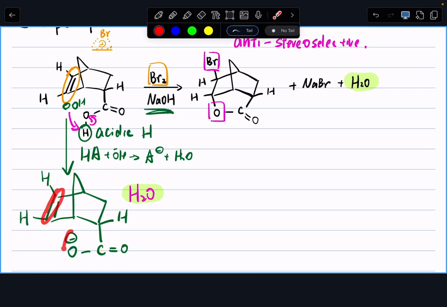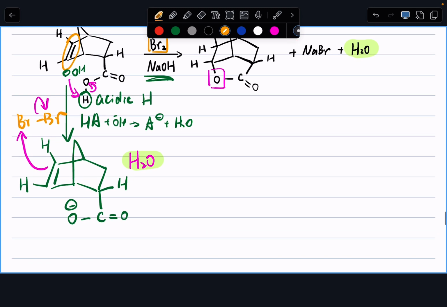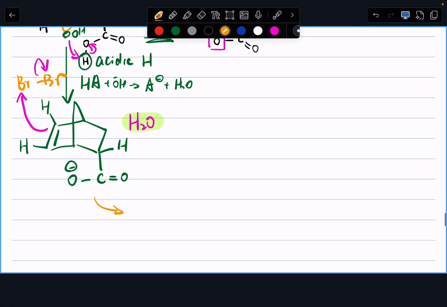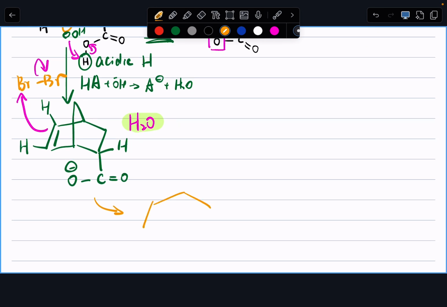Now, this is a double bond. This is a nucleophile. So the nucleophile is not going to directly interact with my double bond. Next step must be an addition to my double bond of my Br2. So let me use my Br2 here. And my double bond attacks the Br and breaks the Br-Br bond. All right, so my next step, my product becomes this one.